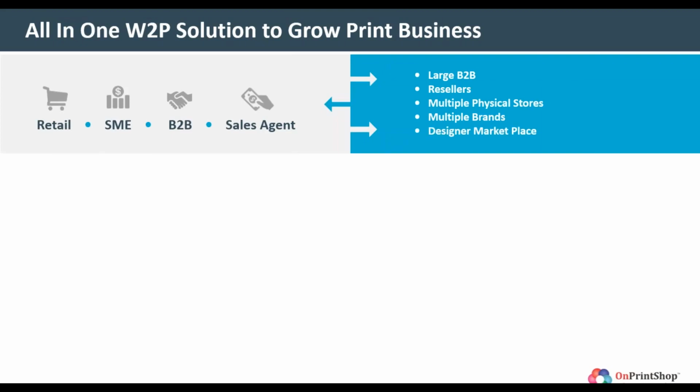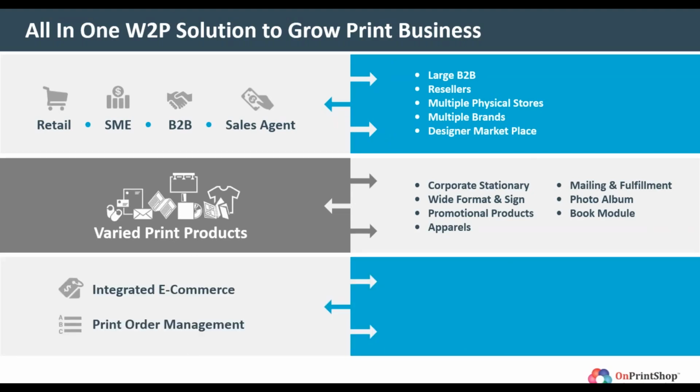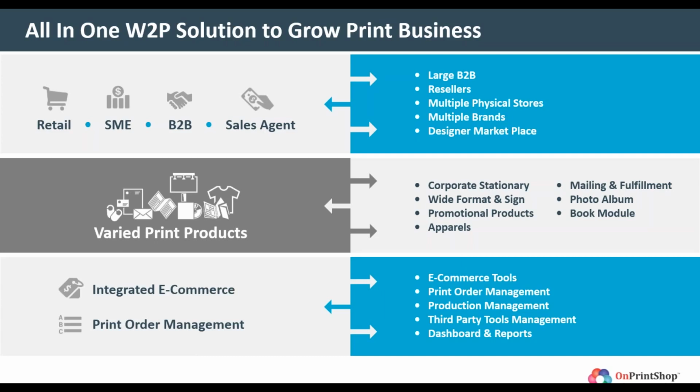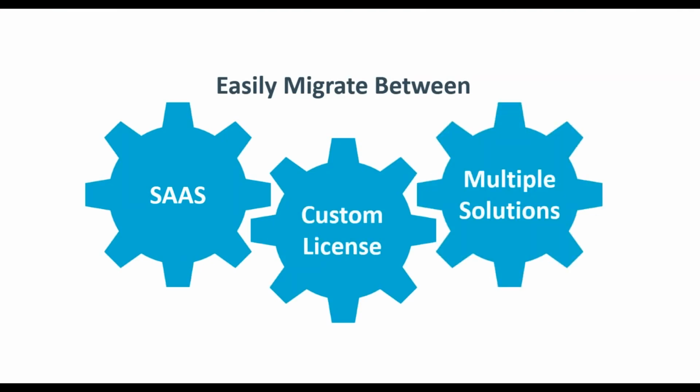Along with wide format, you have all the tools in web to print to engage multiple sales channels, and you can offer a variety of print products. Along with wide format, you can offer specialty products. You can also expand into commercial printing and all other products. And it is a complete integrated e-commerce and print order management solution. Further, it has the flexibility to be customized and tailor-made according to your requirements, or integrated with further third-party tools. And you can start with a cost-effective SaaS, and as you grow or as you add multiple sales channels or customers, you can also migrate between custom license and multiple solutions which are ready.